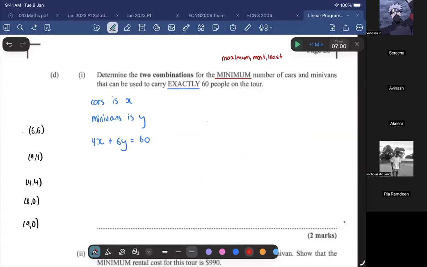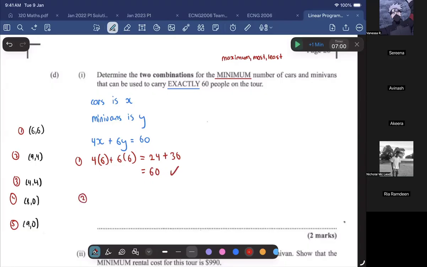So let's test the first one. Anywhere I see x, I write 6. Anywhere I see y, I write 6. And I'm supposed to get 60. Where's 4 by 6? 24. Where's 6 plus 6? 36. Where's 24 plus 36? See? 60. All right, so this might be a possible answer because it's given us exactly 60.